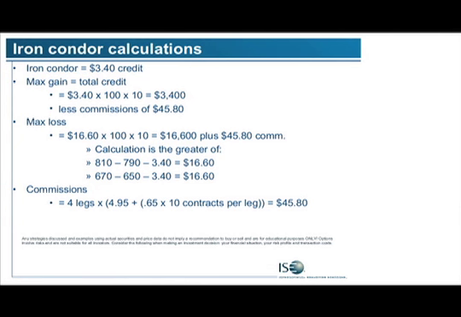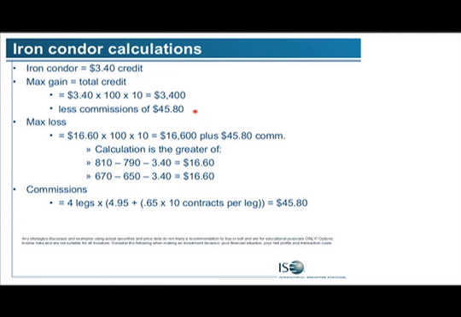Per share, right? I have 10 option contracts. Each one of those contracts represents 100 shares. I multiply that out. That comes to $3,400 right here. And then that's less the commissions of $45.80 gives me the potential max gain.